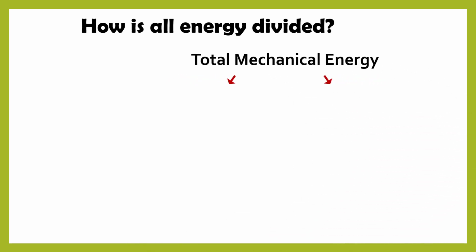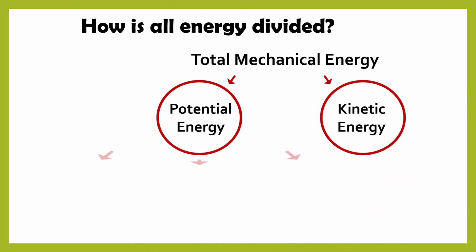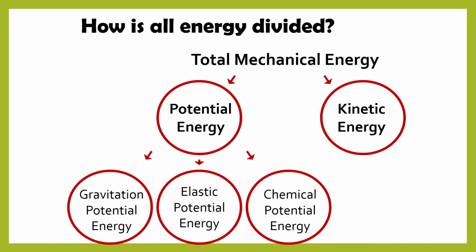Energy usually is broken into total mechanical energy, which is then broken down into potential energy and kinetic energy. Kinetic energy is very straightforward, whereas potential energy could also be one of three types of potential energies. There's gravitational potential energy, elastic potential energy, and chemical potential energy.